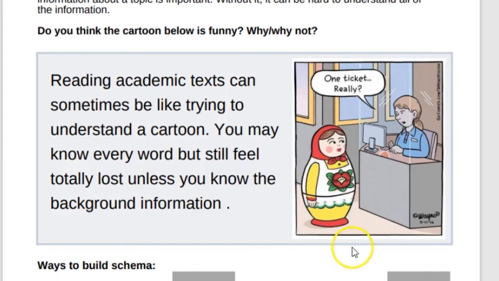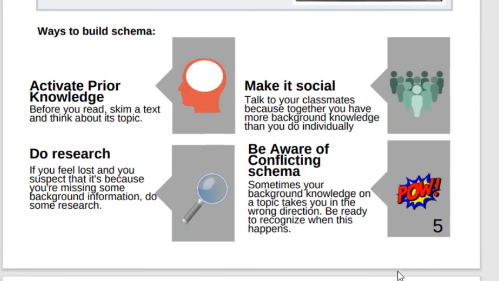You pop off the head and there's another doll. You pop off the head and there's another doll. So it's a funny joke because you know that there's a lot more dolls inside this big doll. And he says, "1 ticket, really?" Activate prior knowledge, do research, make it social. Again, it's hard to be social during this pandemic time, but try to talk to each other, text each other, chat, email. Be aware of conflicting schema.